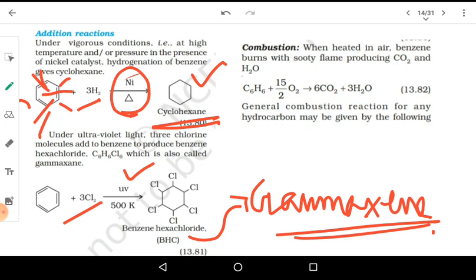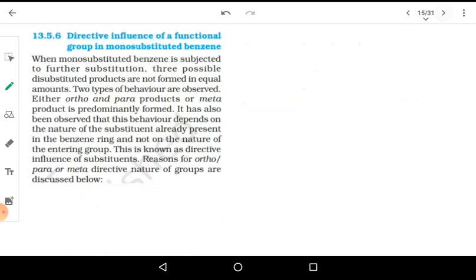Now let us see the combustion reactions. When heated in air, benzene burns with a sooty flame, as we have already discussed, and that results in the formation of CO2 and H2O. So this is the combustion reaction. As in the case of general alkanes or alkenes, the same process happens here also. We get CO2 and H2O in the complete combustion process.